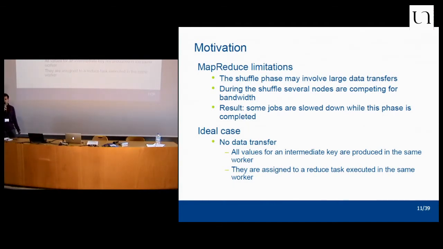In an ideal case, there would be no data transfer, because the values for the same intermediate key would be produced in the same node, and we would schedule a reduce task in charge of that key in the same node as well.